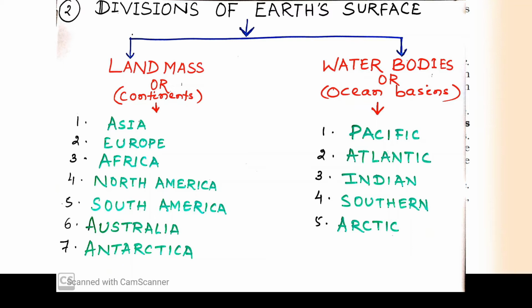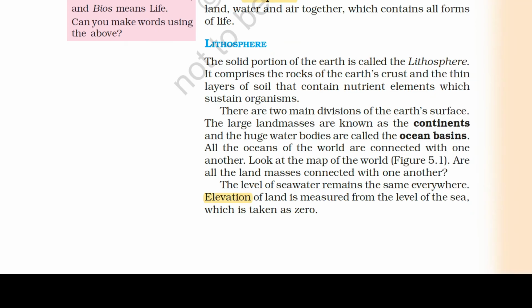The level of seawater remains the same everywhere. Elevation of land is measured from the level of the sea, which is known as zero. So the height of the land can be measured from the sea level, and we start it from the zero level.